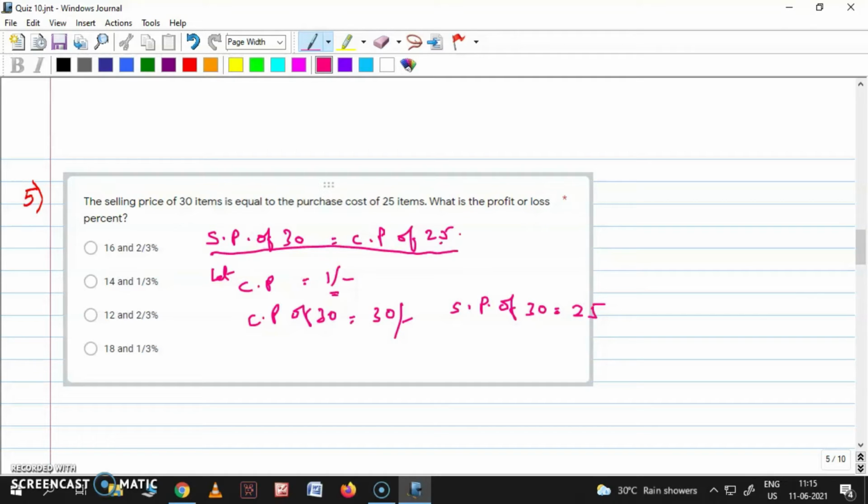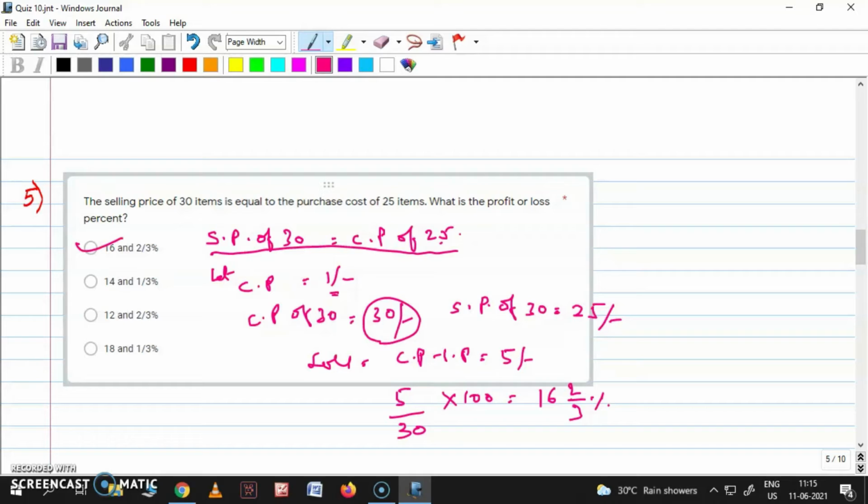Now it's very easy for us. There is a loss here, which is equal to cost price minus selling price, which is 5 rupees of loss. So the loss percentage will be 5 by the cost price. The cost price is 30 rupees, so 5 by 30 into 100, which is equal to 16 and 2 by 3 percent. So the answer will be 1. Okay, let's move on to the next question.